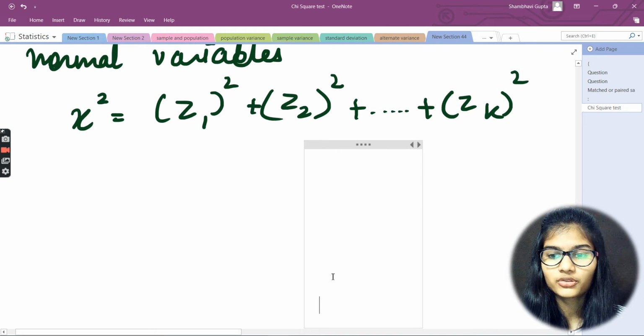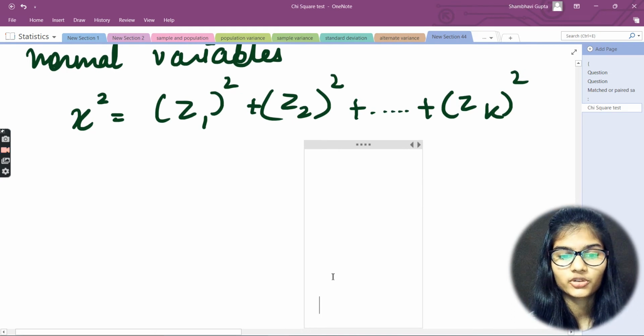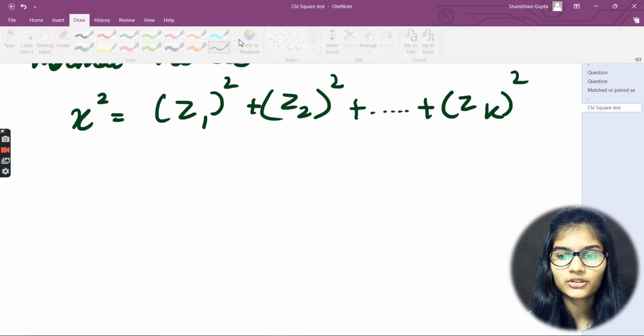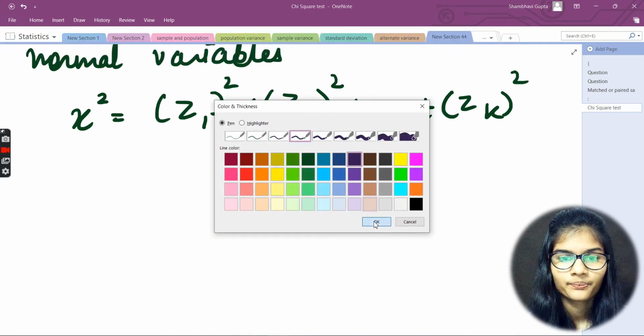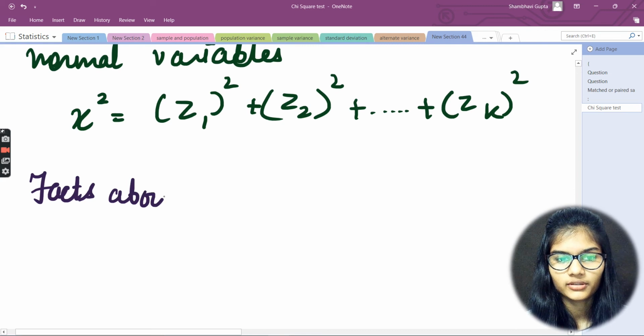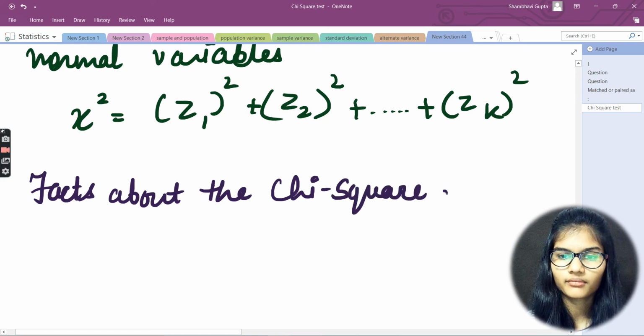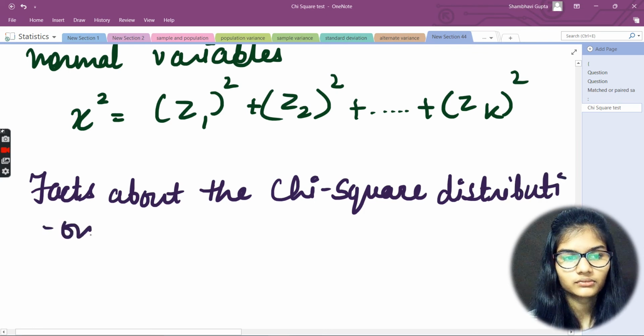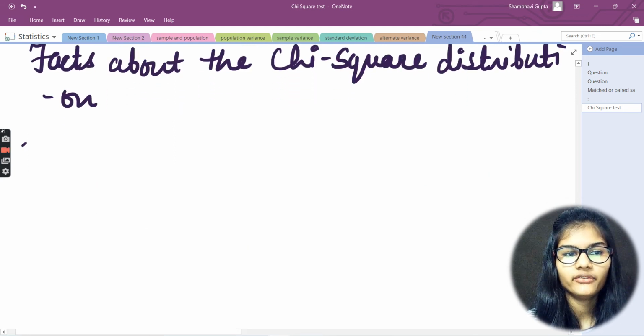Now, we're letting you know about two facts about the chi-square distribution. We have two facts here regarding this particular thing. So I'll give a little bit of time regarding that as well. Let me quickly take out a pen once again, a different color. Okay, so here it goes: facts about the chi-square distribution. Let's come down here and go ahead with the very first one.